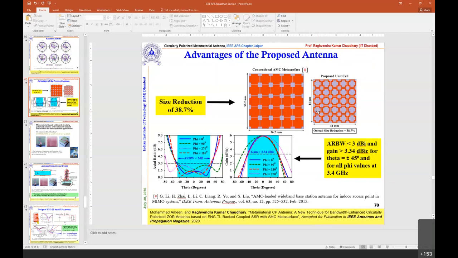This question is from Upasana Nayak. What information do we get from the dispersion diagram? Why is it necessary to plot the dispersion diagram? In our case, what I have shown particularly in that CRLH transmission line, correct, in the dispersion diagram you have the negative beta and positive beta, correct? The left-handed side particularly will provide you the information that you are getting the negative slope, and hence you have the negative beta, correct?